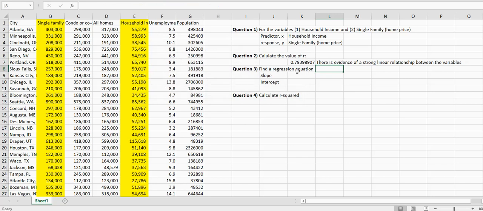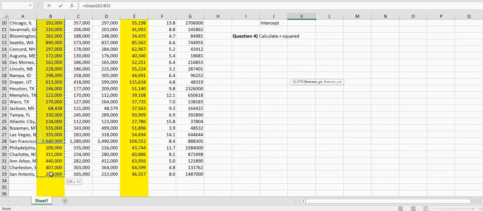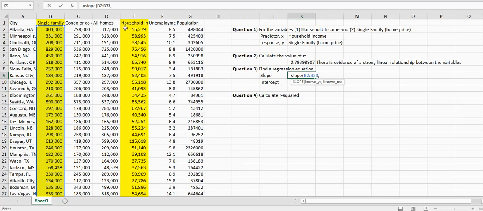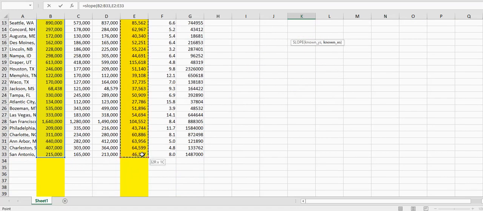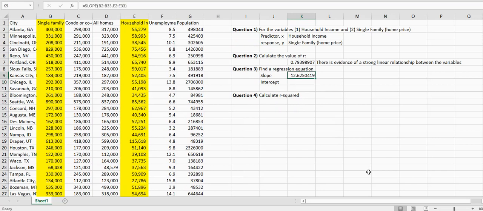All right, so we want to find the regression equation. In a previous video, I showed you how to use the LINEST function, but I want to show you an easier one. There are two commands in Excel to help you find a regression equation. If you just want to find the slope, you type equals SLOPE. The first thing it asks for is your y values, that's the single family homes, comma, and then your x values, which are your household income. And that's our slope. It's positive, 12.625. Since R was positive, that's what we would expect.